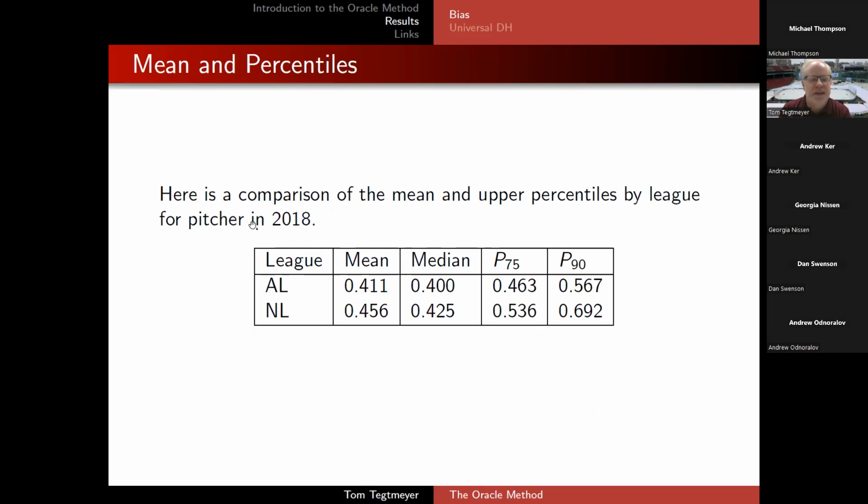And if you look at some of these summary statistics, again, a higher mean rating for NL pitchers compared to AL pitchers, median again higher. The lower percentiles aren't particularly interesting because there are a lot of people who don't do much in those lower ratings. But higher 75th percentile for NL and definitely higher 90th percentile for the National League pitchers. And this persists.